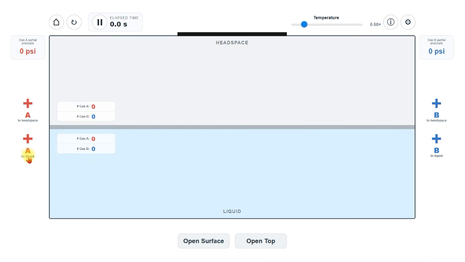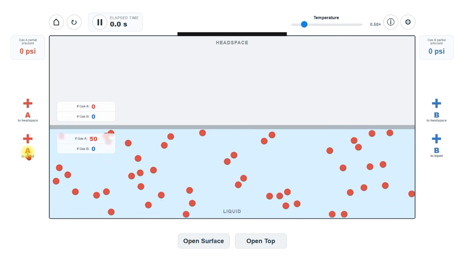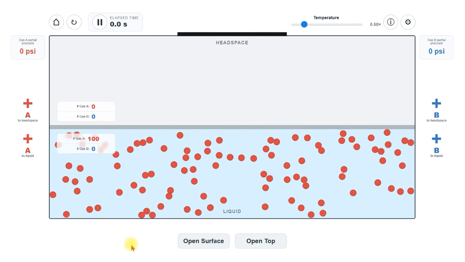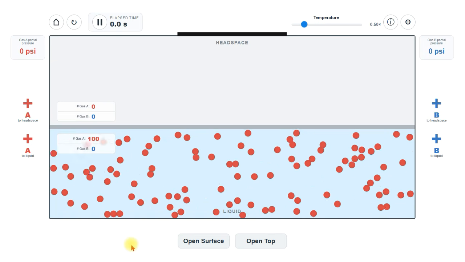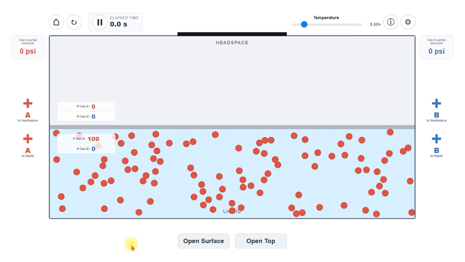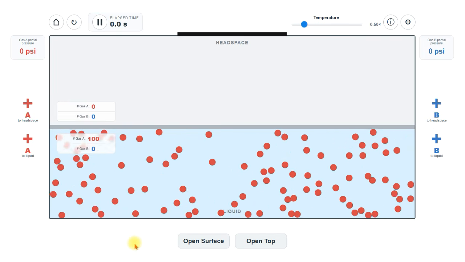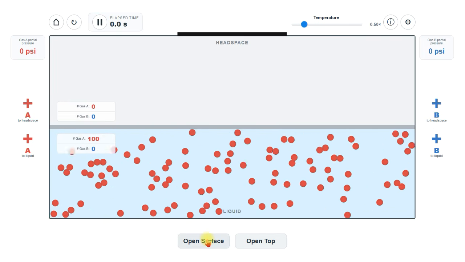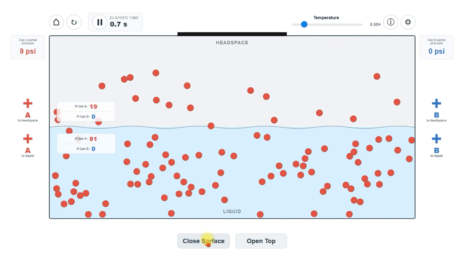I'm going to call the red molecules here our carbon dioxide, and I'm going to add 100 molecules to the liquid. I'm going to click once, that adds 50, and click again, that adds 100. Now I've got the surface of the liquid sealed, so I can get my molecules added and set the timer at 0. And now we're going to open the surface and let the molecules diffuse out of the liquid. So open surface, and here we go.